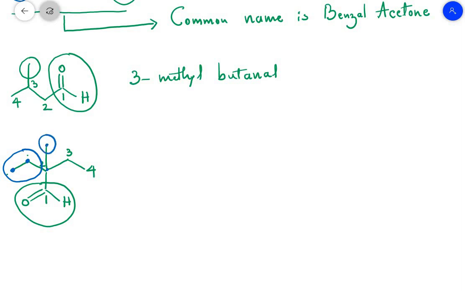But alphabetically E comes first, then followed by M. So therefore the name of this compound is 2-ethyl, then 2-methyl. So the root word is 1, 2, 3, 4. That becomes butanal.